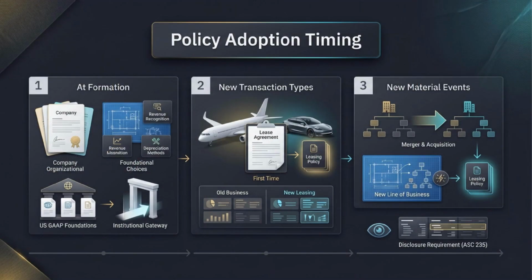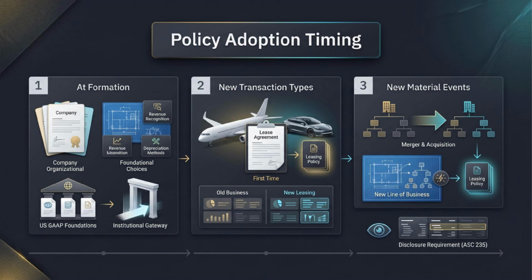Policy adoption starts with the entity's facts. When a business is formed, management must select accounting policies before transactions are recorded and reported. These choices may cover revenue recognition, inventory costing, depreciation, consolidation, and other major areas. Later, if the entity enters a new transaction type, such as leasing assets for the first time, it may need a new policy. Similarly, if there is a material event, such as an acquisition or a new line of business, additional policies may become relevant.